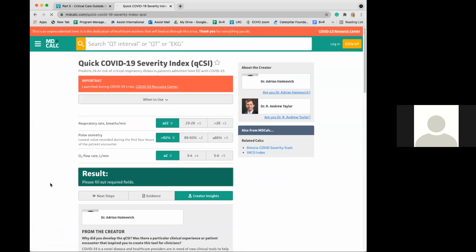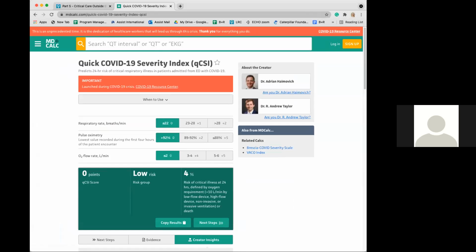So again, kindly feel free to refer to our resource centers for more details. You will see that this quick COVID-19 severity index score uses only 3 respiratory parameters. You'll be looking at the respiratory rate, the SpO2, and then how much oxygen in terms of flow rate you are giving to the patient. And then you score appropriately based on your parameters.